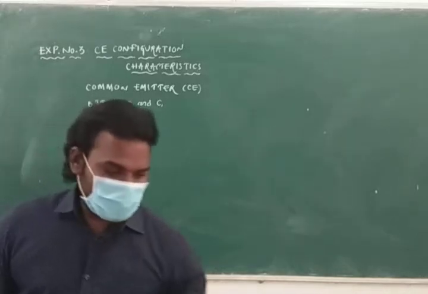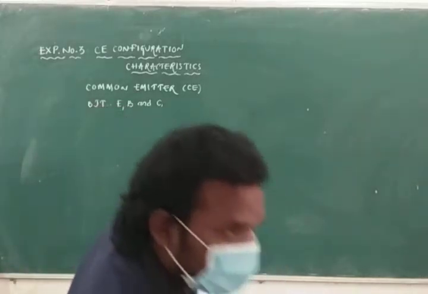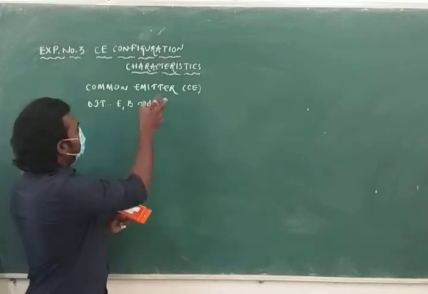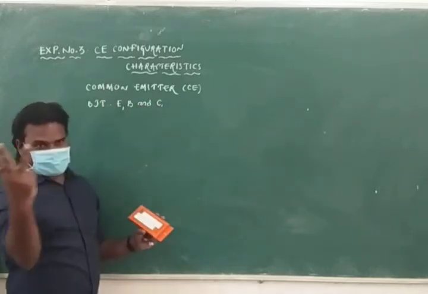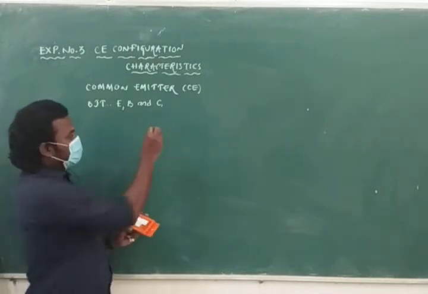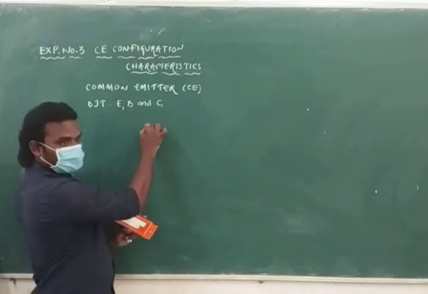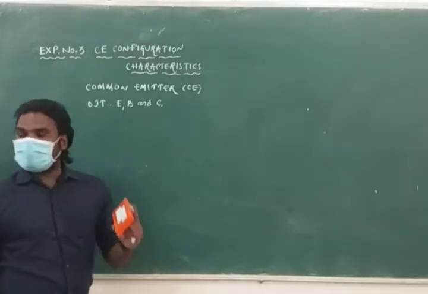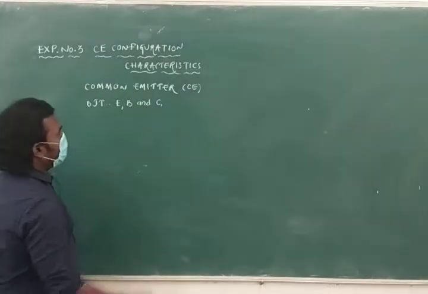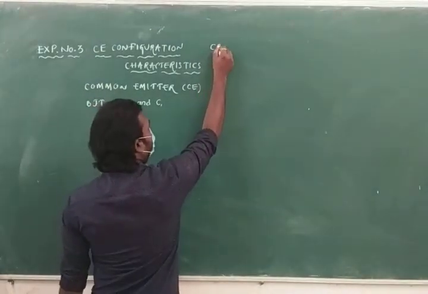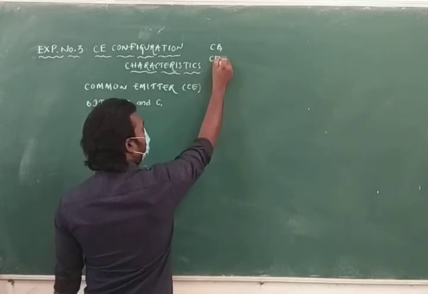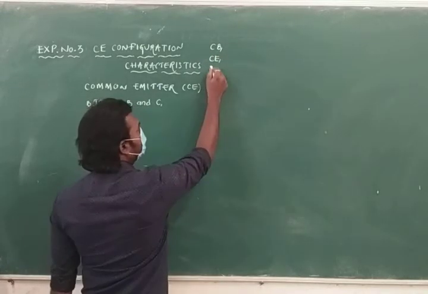For example, if this is an electronic circuit, I can connect the same BJT in three ways. BJTs can be connected in three different ways, called common base, in which base is common; common emitter, in which emitter is common; and the next one is common collector.